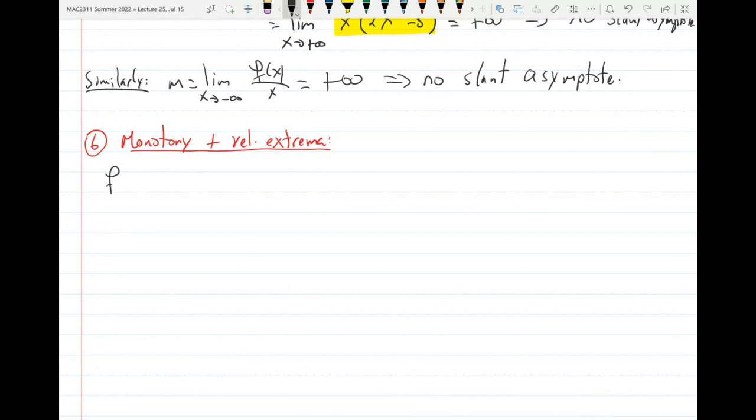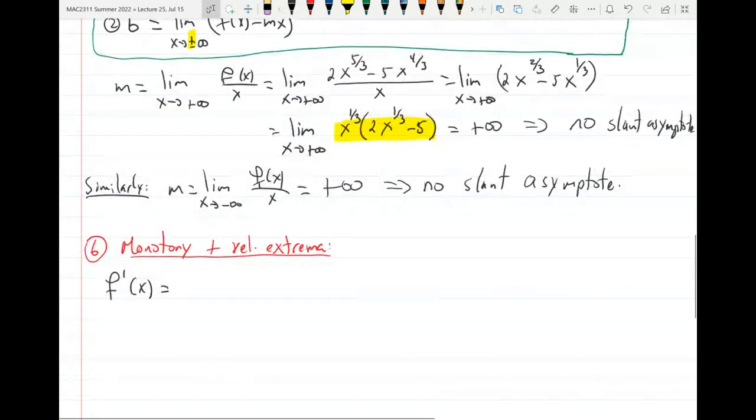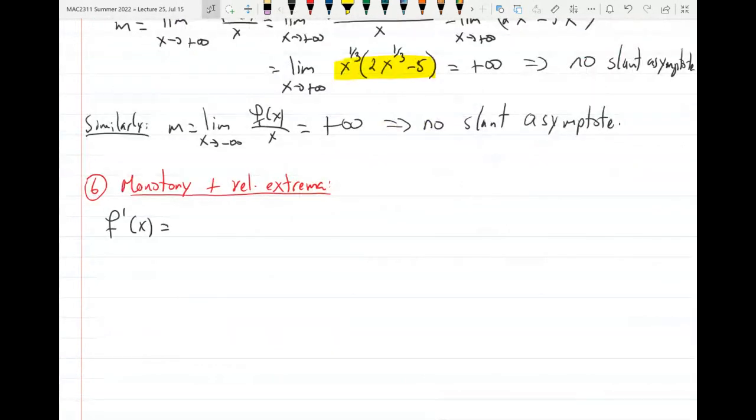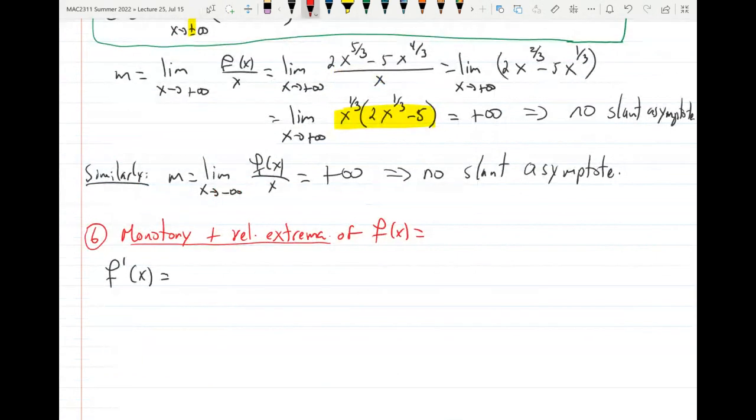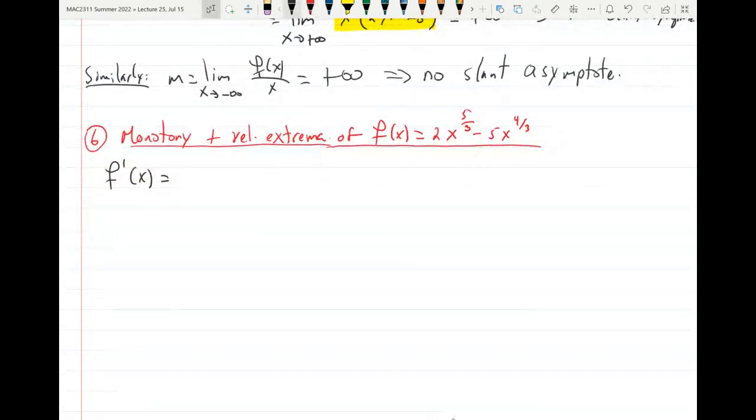All right. So for this, we need to look at the derivative of f. So let's see. The thing is that you need to have the function in mind. So let me say relative extrema of the function f of x, which is 2x to the 5 over 3 minus 5x to the 4 over 3. Notice that I'm putting this in the title because I don't want this to be mixed with my computations.